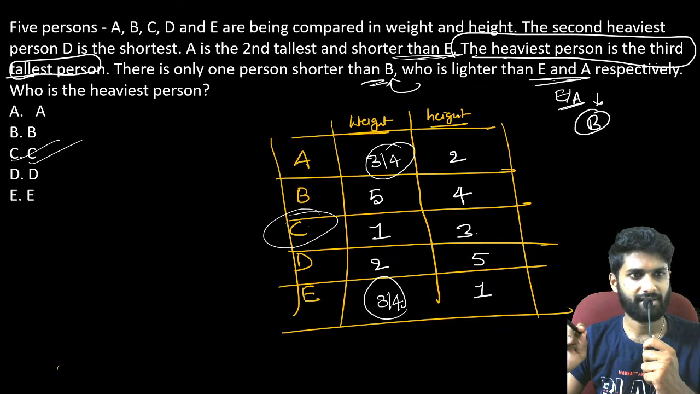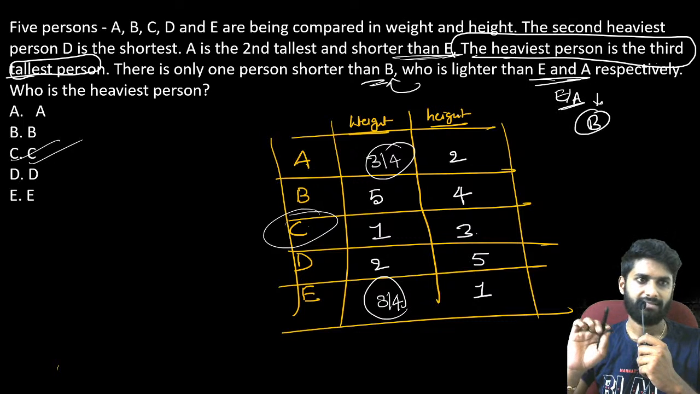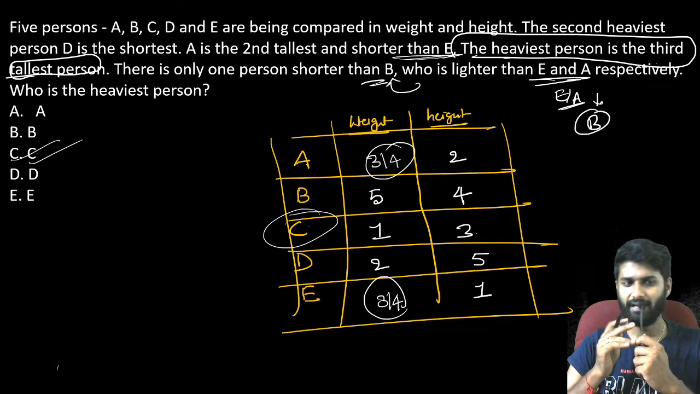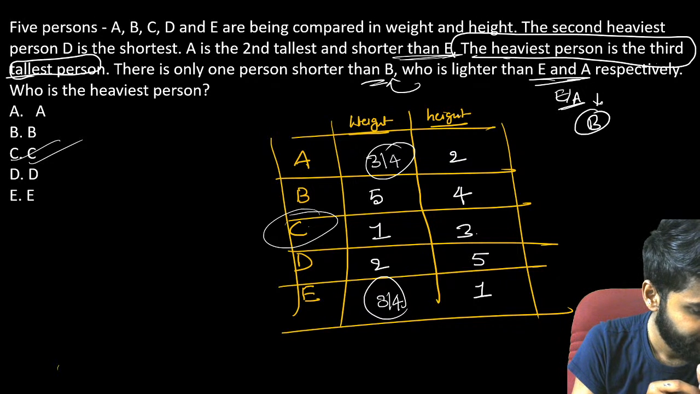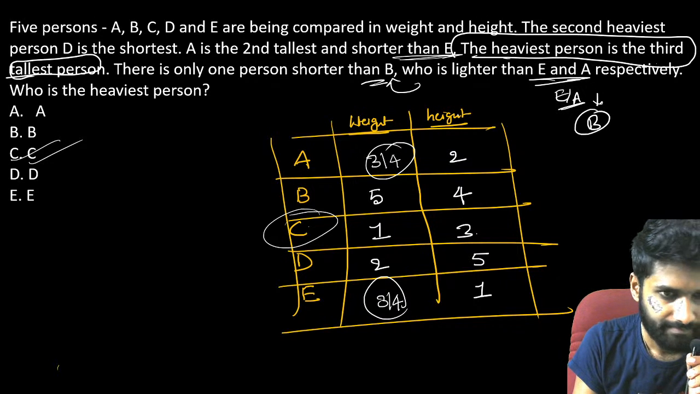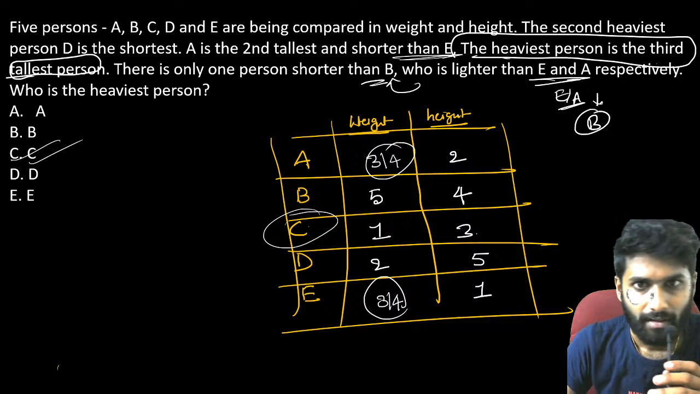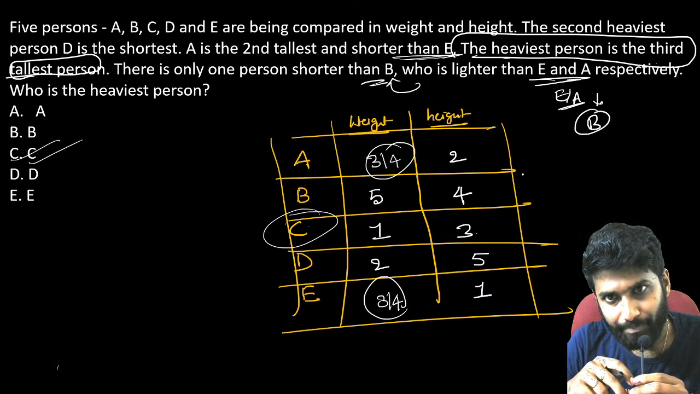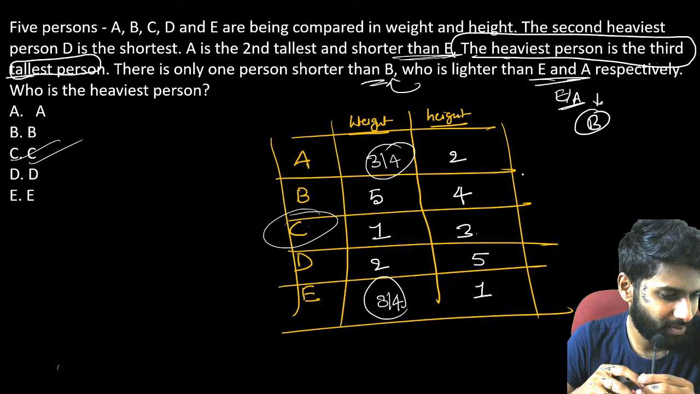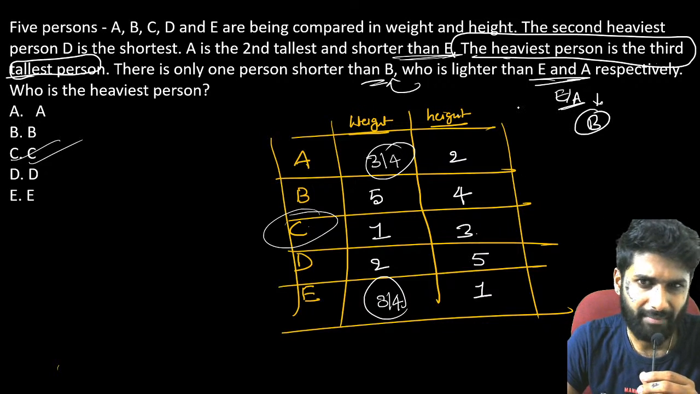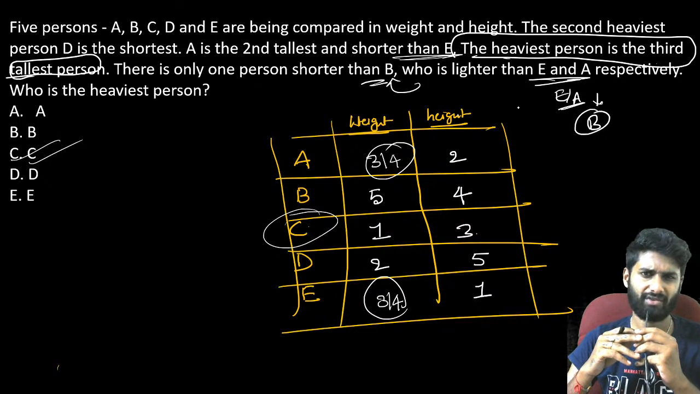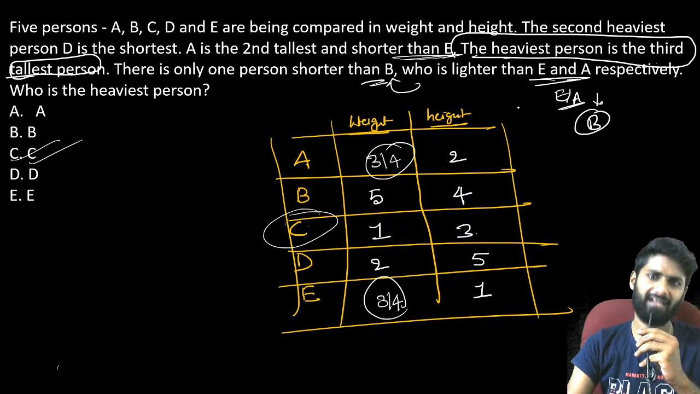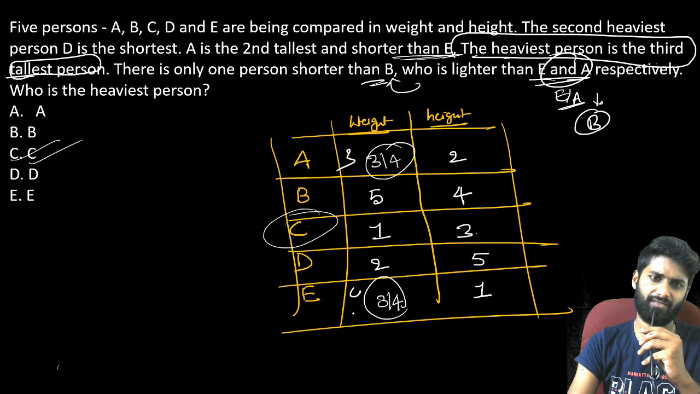Now the question: who is the heaviest person? The heaviest person is C. Is there any doubt? This is really regarding weight and height. Who is lighter than E and A? According to the order, you can't take it directly. Maybe sometimes you can consider it, but most of the chances you can't. E and A means you can consider this is the 3 and this is the 4.